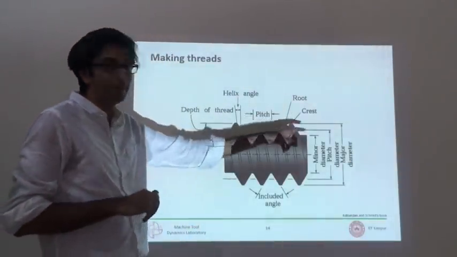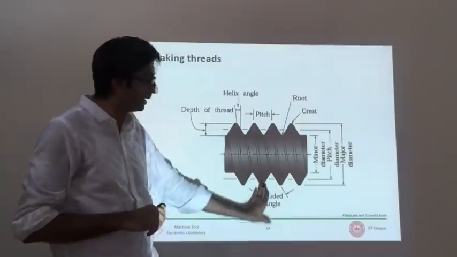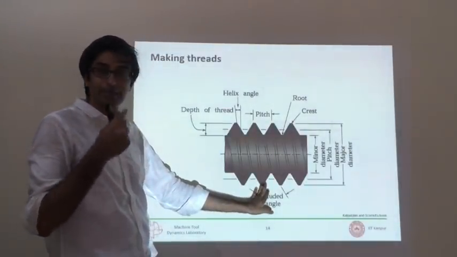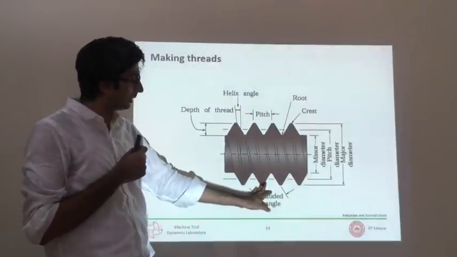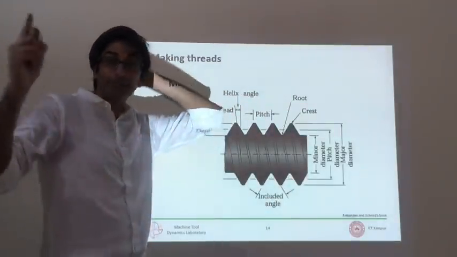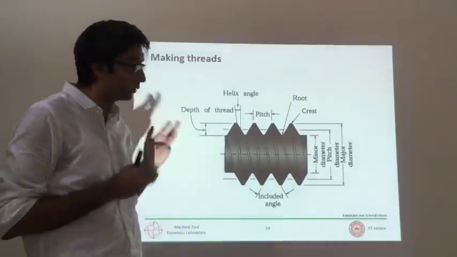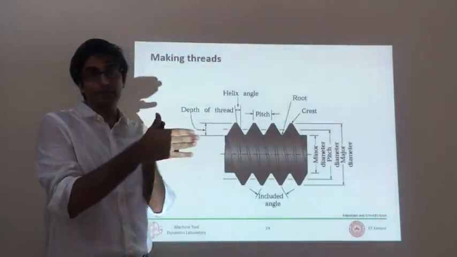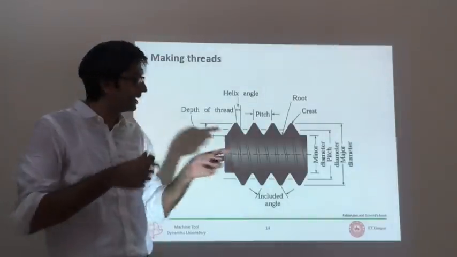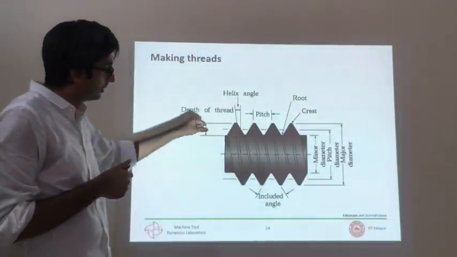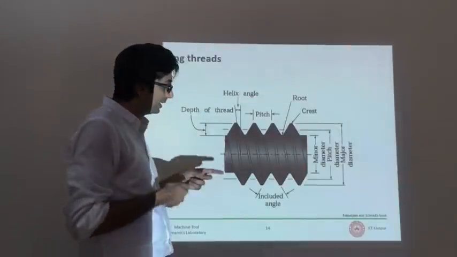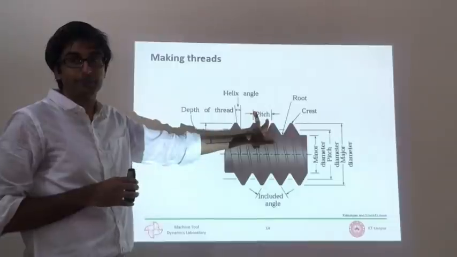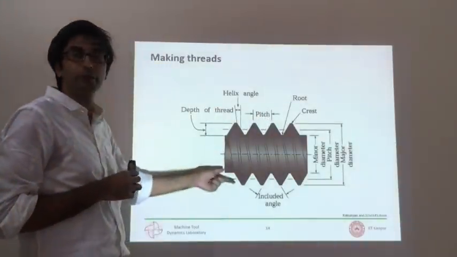So you make the same thread profile on the form tool and then you plunge. Right? That is possible. But sometimes that is not the most effective way to do it. In fact, that is the way to mass produce threads in rolling. We also have form dies and you roll a rod or a bar between these dies to make these threaded patterns. But the way we make them on lathe machines is you have a tool which will move every pitch in one rotation of the workpiece.